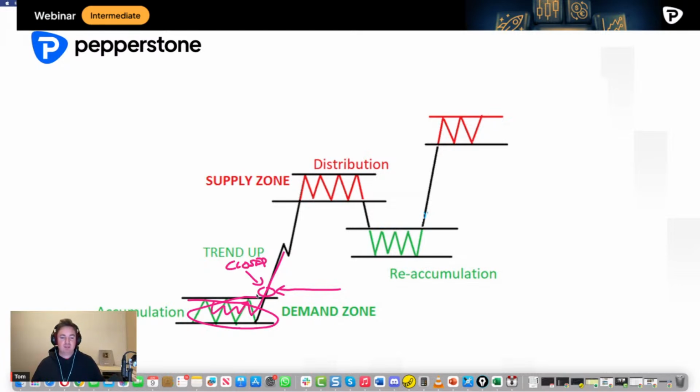The problem with taking the closed structure is often when you take that, where's your stop loss going to have to be? Underneath the structural zone. So you're going to need that market to go up quite a lot. If you make it tighter, maybe underneath the candle.